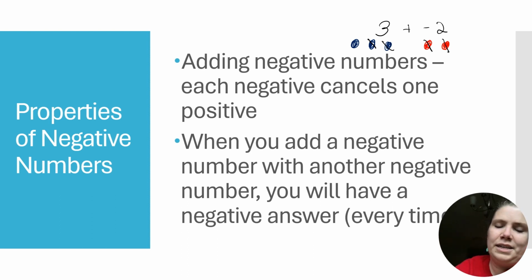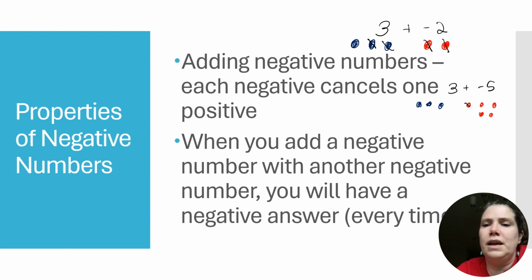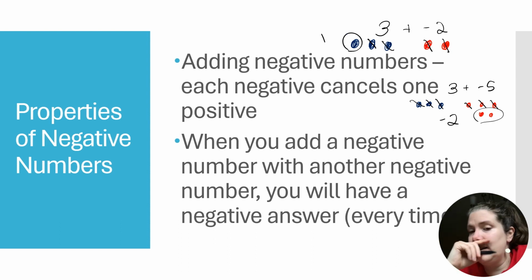Let's do another example actually before we go farther. Let's say we have 3 plus -5. Same thing's going to happen. I have 3 little positives, and then I have 5 little negatives. And each of these negatives cancels one positive. And now what I'm left over with at the end is -2. This guy was +1, and here we've got -2.